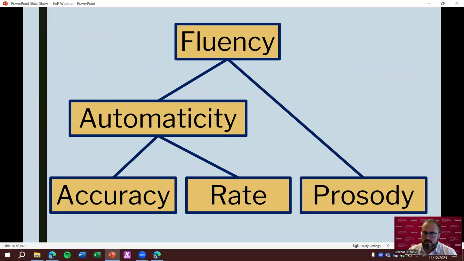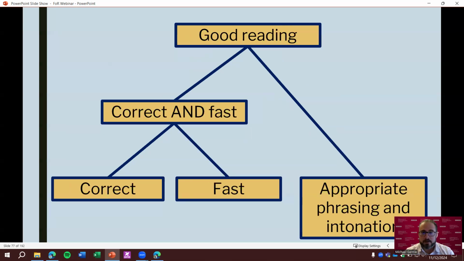So fluency is the combination of these two fancy things, automaticity and prosody. Okay. And automaticity, we have accuracy and rate. But let's put this in plain English. What is fluency really? Fluency is just good reading, right? When I'm reading a page to you, or a good reader is reading a page out loud to you, they are reading it fluently. So we can often say that synonymous just sounds like good reading.